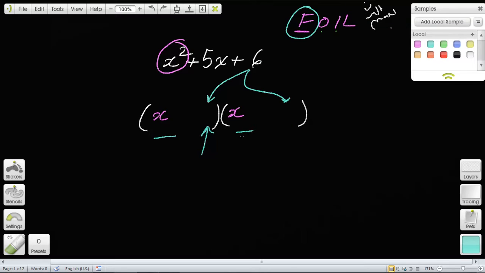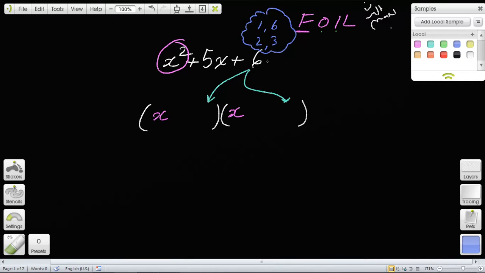Okay, so now all we have to figure out is what two numbers will multiply to give you 6? Well, 1 and 6, right? And 2 and 3, that's it. So what you do in this little thinking space, you figure out all the factors of that last term. In this case, there's only 1 and 6 and 2 and 3. Okay, so 1 and 6 and 2 and 3 will give you 6.